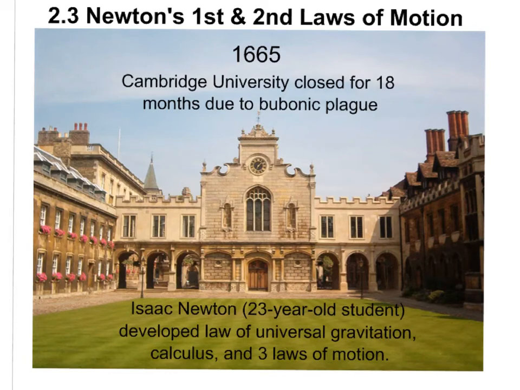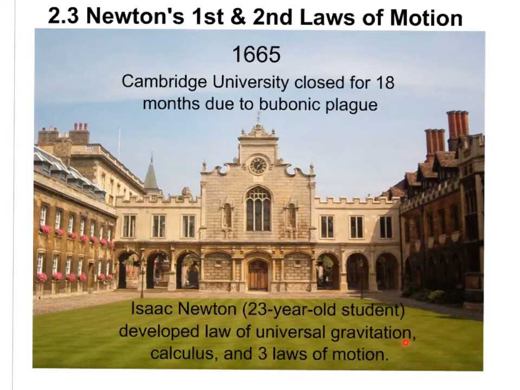Hello, physical science students, and today we're going to look back at a little snippet of history. In 1665, Isaac Newton, we talked about him yesterday, was a 23-year-old student at Cambridge University in England, and the university in 1665 closed for a period of 18 months, about a year and a half, due to the bubonic plague. During his little break, Newton ended up using that time to develop the law of universal gravitation, calculus, and 3 laws of motion. Pretty amazing, isn't it?